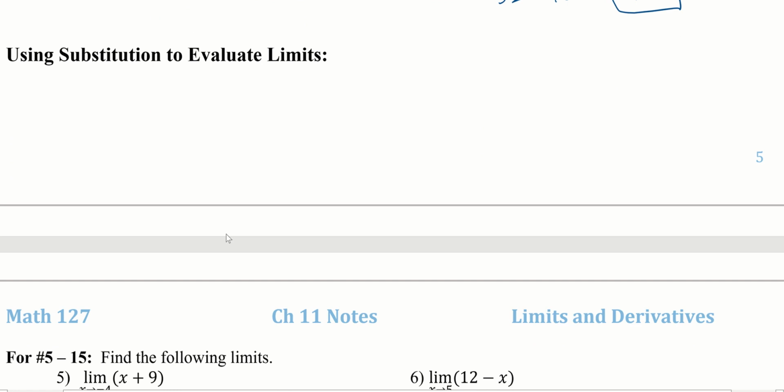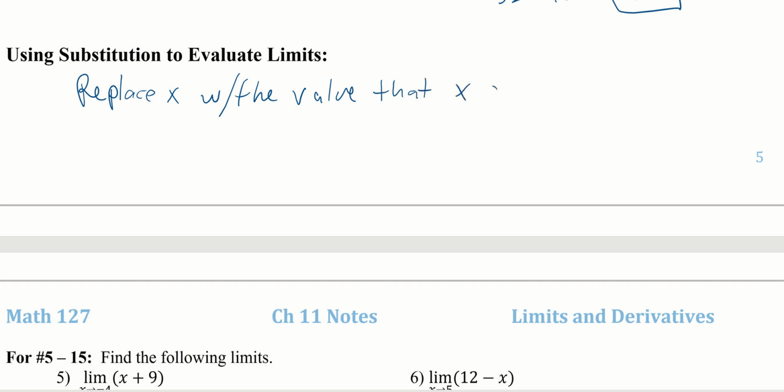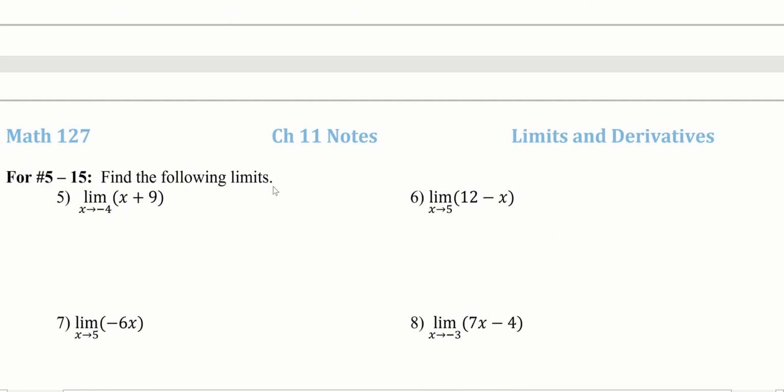Okay. So using substitution to evaluate limits is very similar to Chapter 7 and a few other things you guys have already done. We are going to replace the x with the value that x approaches. So we're just going to plug in whatever value x approaches.